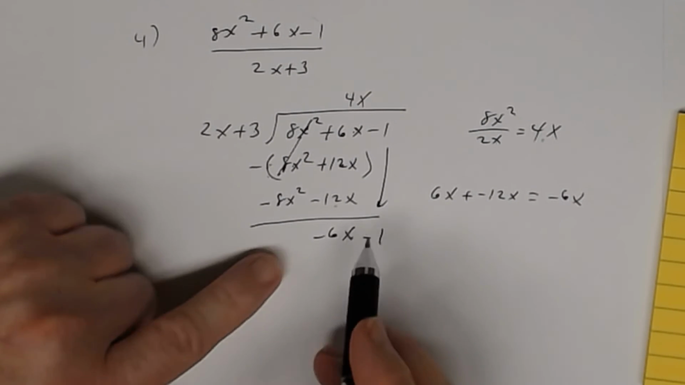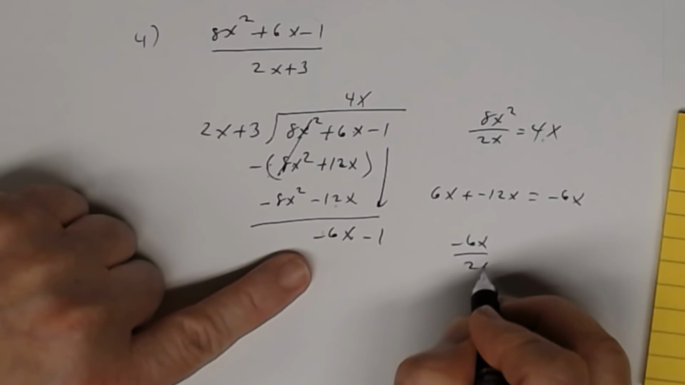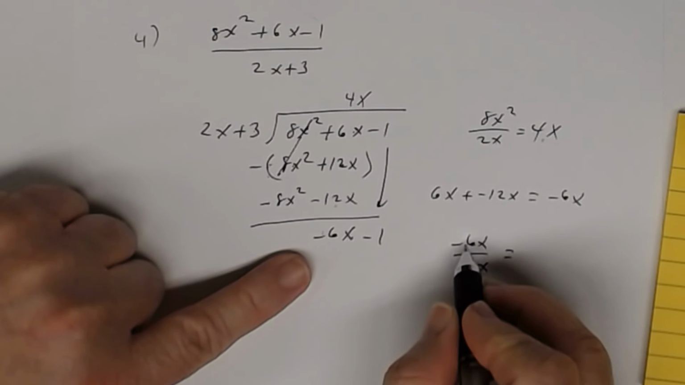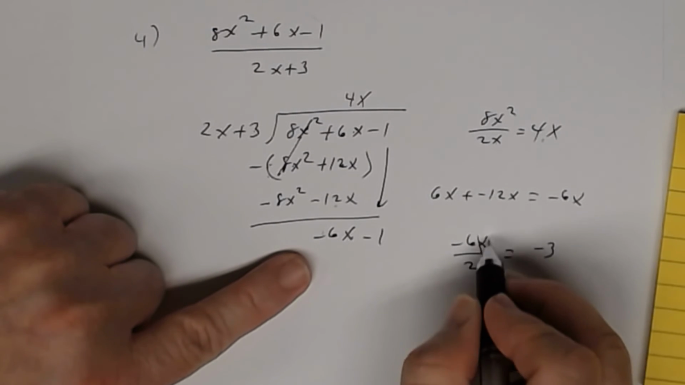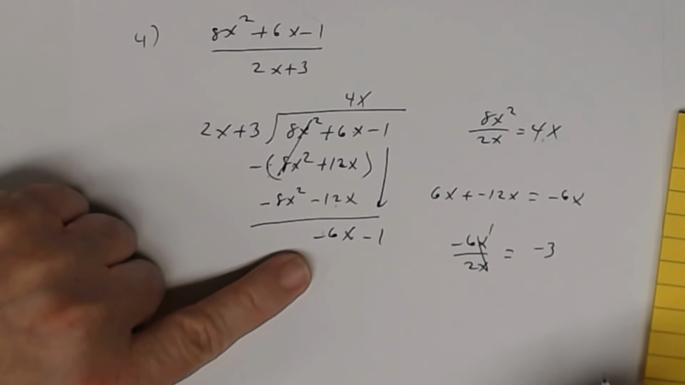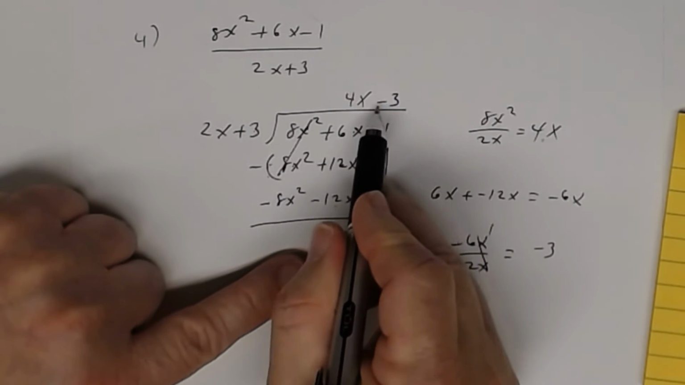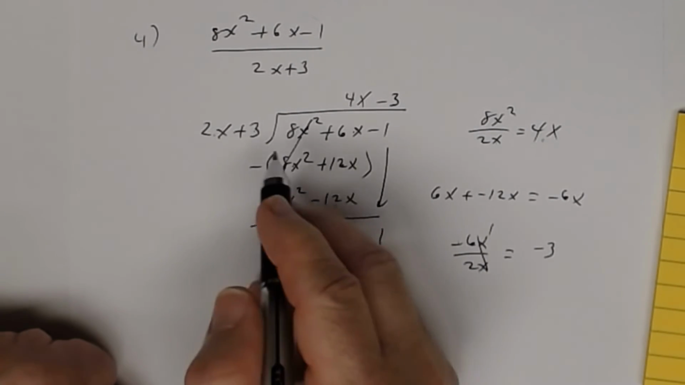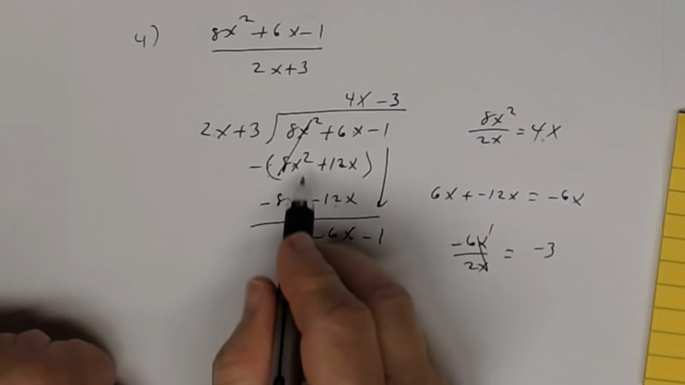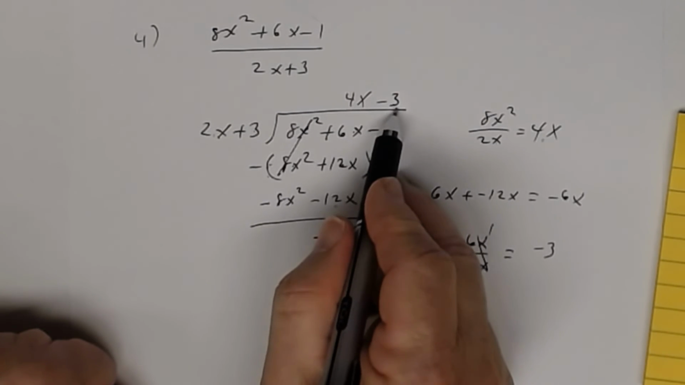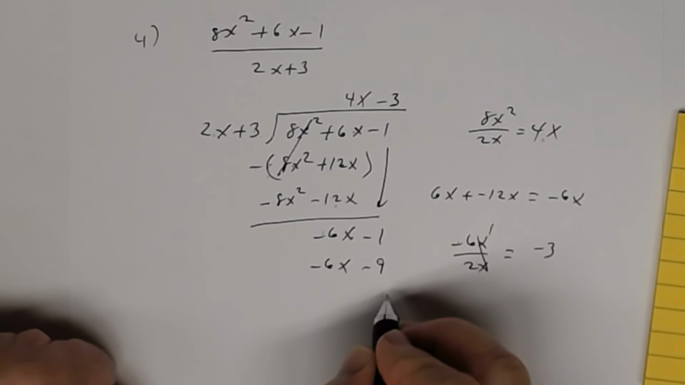Then we go through the process all over again. First divided by first, so negative 6x divided by 2x. Negative 6 divided by 2 is a negative 3. X divided by x is 1, so you're just left with negative 3. So that goes here. Then we multiply. A negative 3 times 2x is a negative 6x. Those have to be identical, just like these were. A negative 3 times a positive 3 is a negative 9.